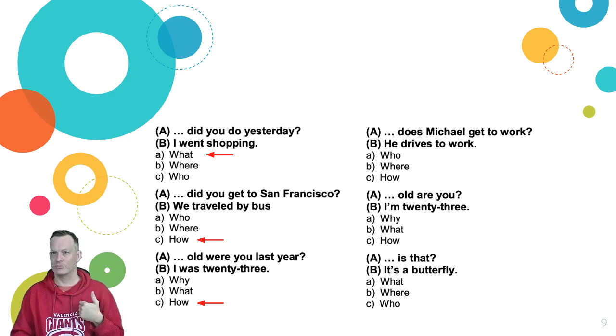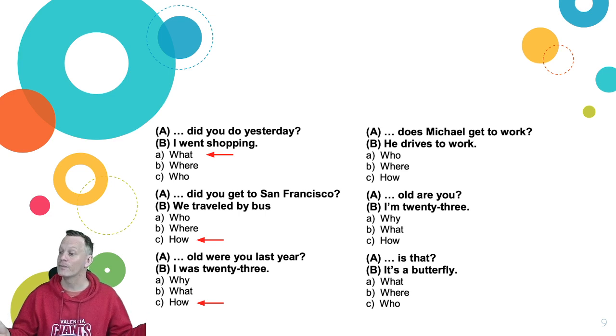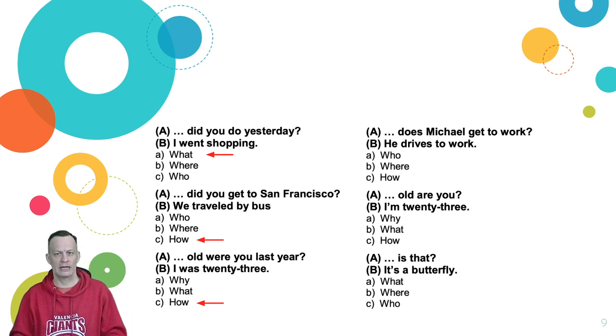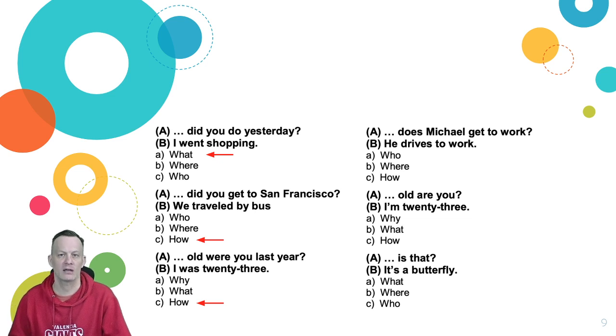I'm 42. How old are you? I'm 18. How old is she? She's 24. How old is he? He's 32. How old were you last year? I was 23. Okay, so those were 3 in the past. Now let's do 3 in the present.